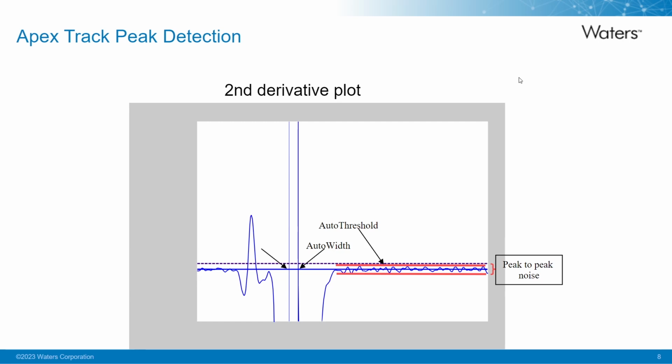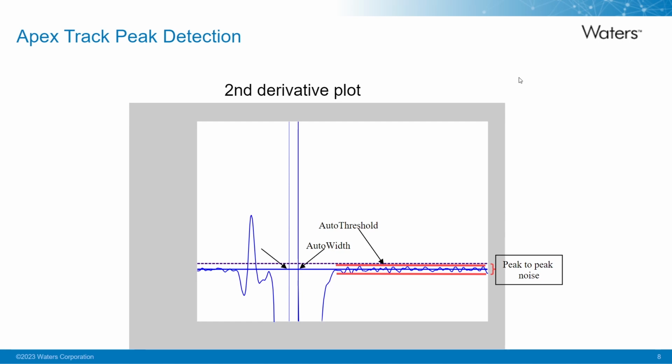And then it will determine the optimum peak width and detection threshold for that region. And it will display it in review for you. And the automatic detection of peak width is taken from the largest peak in the second derivative of the chromatogram.